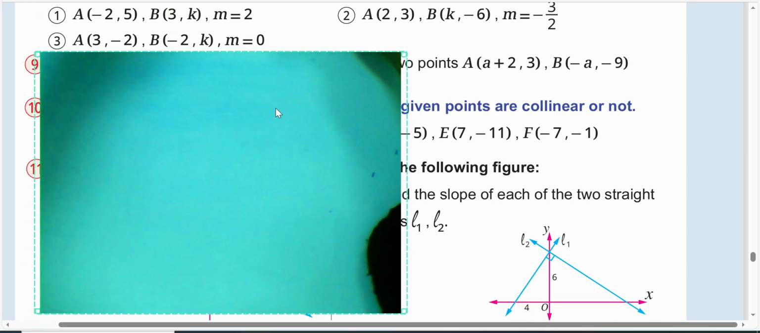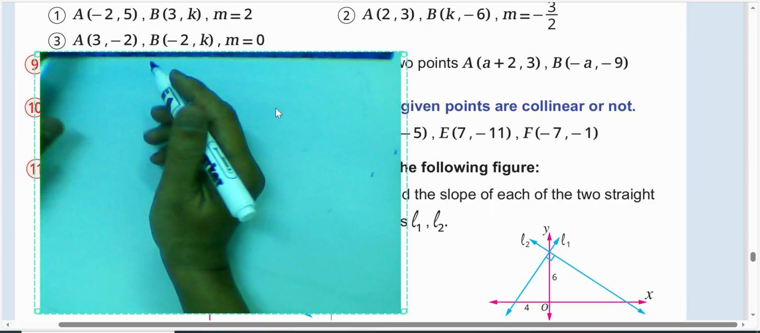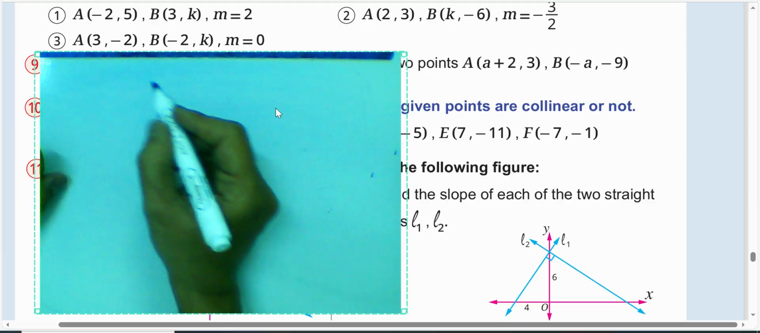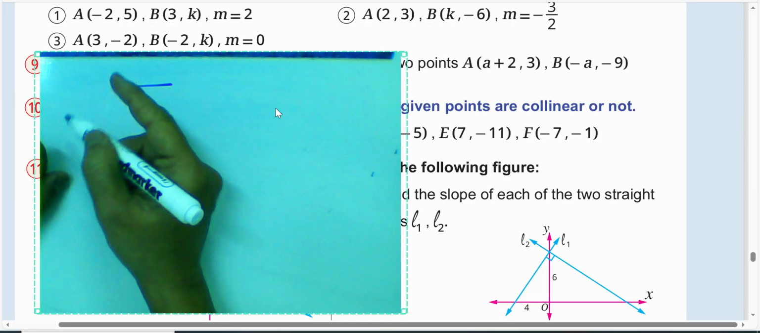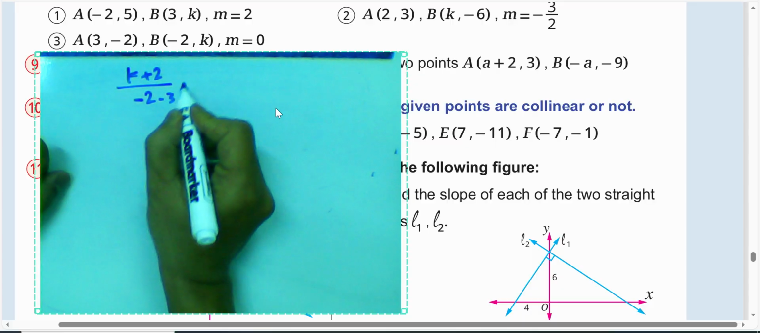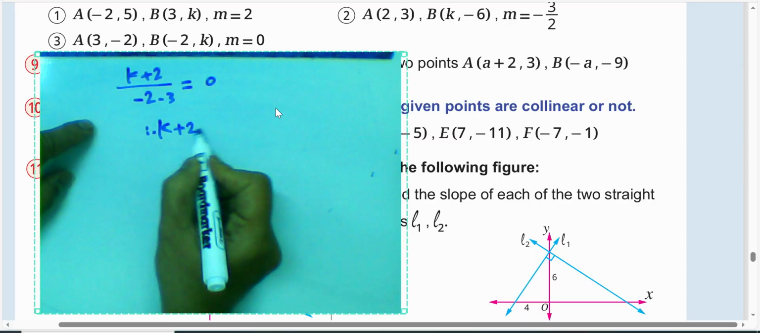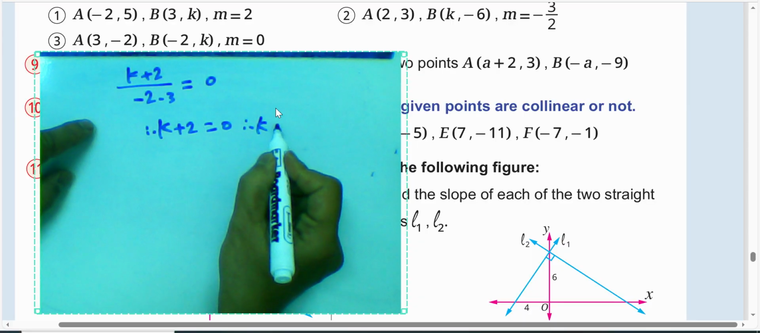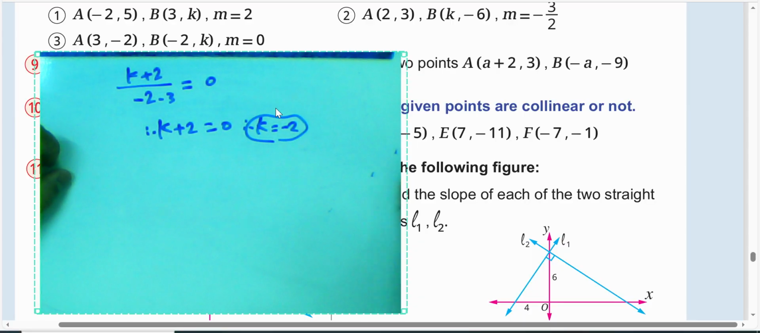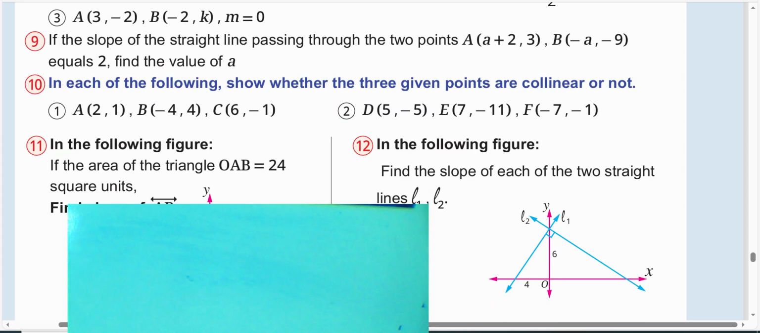Number 3. Given points A and B, we want to find the unknown k here. The slope is 0, so it will be k plus 2 over negative 2 minus 3 equals 0. Then k plus 2 will be equal to 0. It means the value of k equals negative 2. This is question number 3. Question number 9.